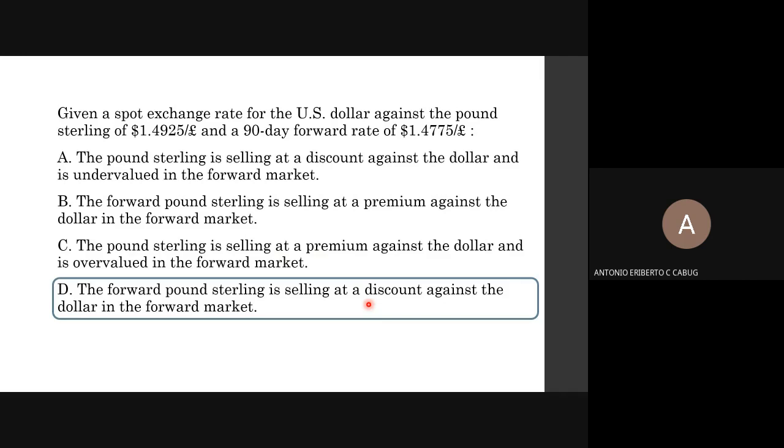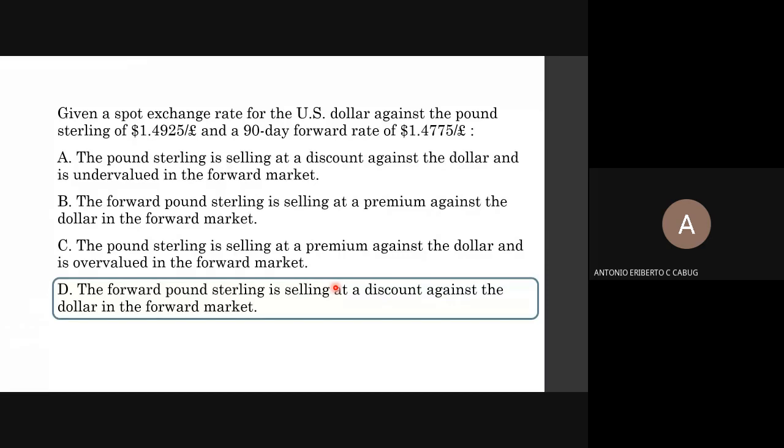The correct answer is letter D. Okay? The correct answer is letter D. The pound sterling is selling at a discount against the dollar in the forward market.